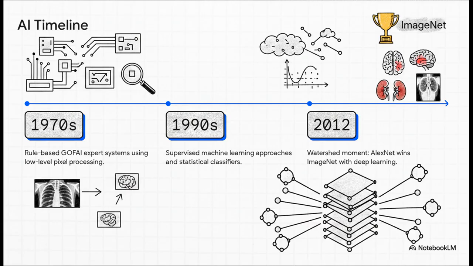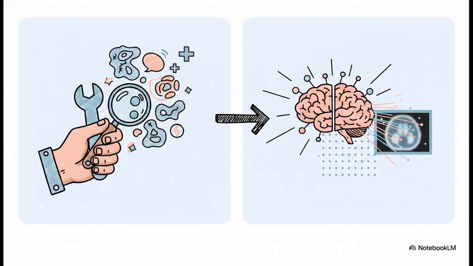By the 1990s, we shifted over to supervised machine learning, using training data and statistical classifiers. But the real watershed moment, the game changer, happened in December 2012. That's when a convolutional neural network called AlexNet completely crushed the ImageNet competition, proving once and for all that deep, multi-layered models could outperform anything we had ever built before. So, what's the real takeaway here? It's the massive shift from human-crafted, honestly pretty brittle if-then rules to modern deep learning.